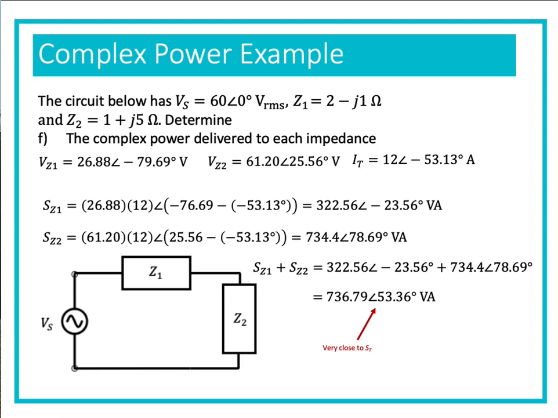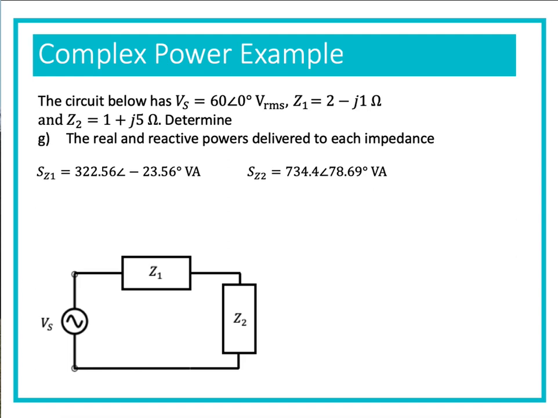So because it's close, and because these are complex numbers and there's a lot of rounding that goes on, we can assume that that's pretty much correct. That is really close to our value that we calculated, which was 720 at an angle of 53.13 degrees. So the fact that it's a little bit different is because they're complex numbers. We're really not going to worry about that.